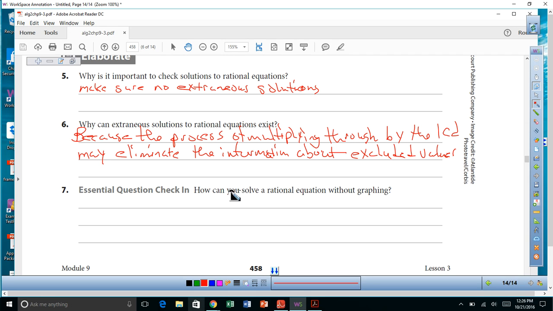Essential question check-in. How can you solve a rational equation without graphing? Well, you can do it algebraically, by multiplying through with the least common denominator, and multiplying each side of the equation by the least common multiple. When the equation is simplified, the result is a polynomial equation that can be solved.